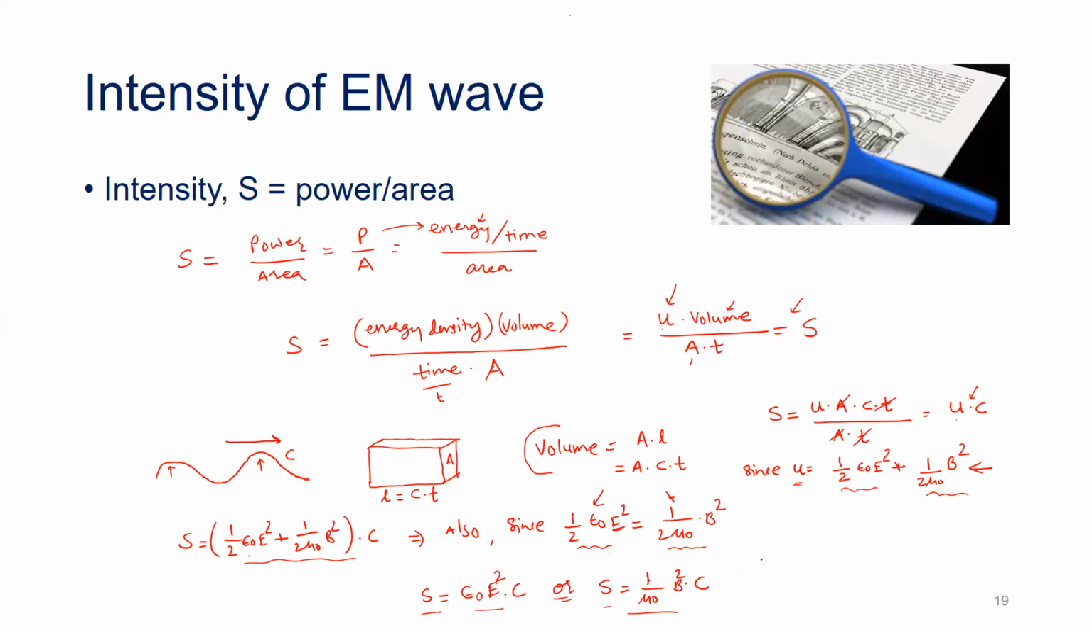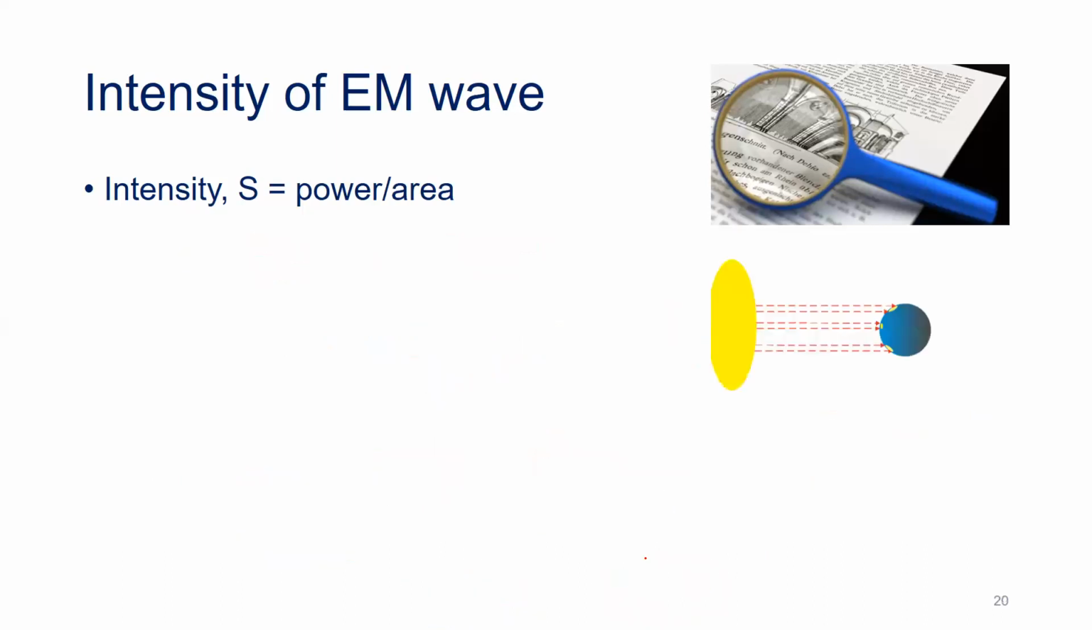Remember, the intensity of an EM wave is given by the electric field component squared multiplied by the speed of light c and the permittivity of free space, or in terms of the magnetic field we can represent it through this expression. These two important equations need to be remembered. Now we have to understand through an example. So let us have an example here.